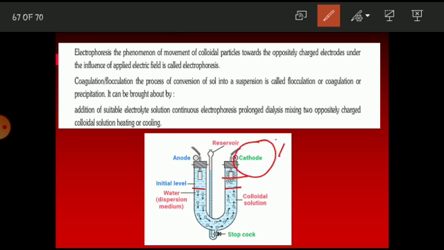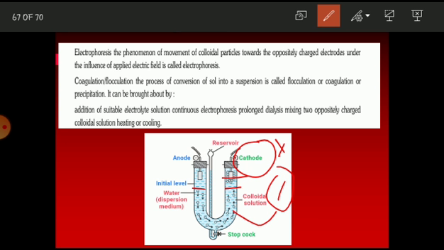And this cathode is what? Positively charged. If the colloidal particles are moving towards the cathode and the cathode is positively charged, it indicates the colloidal particles may be negatively charged. समझ में आ रहा है? अगर कोलाइडल पार्टिकल पॉजिटिव चार्ज कैथोड की तरफ मूव कर रहे हैं तो इसका मतलब कोलाइडल पार्टिकल पे क्या चार्ज है? नेगेटिव, बिकॉज पॉजिटिव अट्रैक्ट्स नेगेटिव. Remember, unlike attracts each other and like repulse each other.